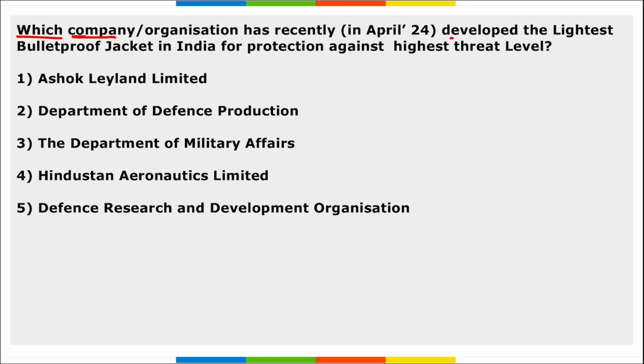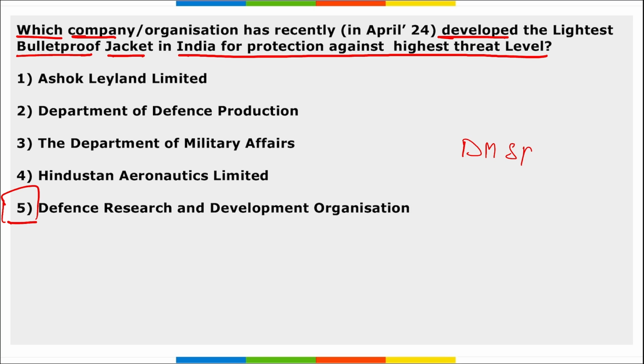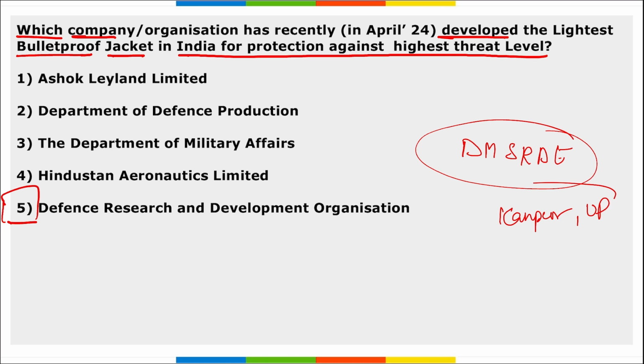Next, which company or organization has recently developed the lightest bulletproof jacket in India for protection against the highest threat level? It is DRDO, that is Defence Research and Development Organisation. They have developed India's lightest bulletproof jacket for protection against armor piercing ammunition. The jacket has been developed by the Defence Materials and Stores Research Development Establishment, a DRDO lab based in Kanpur, UP. So remember, DRDO developed this bulletproof jacket.